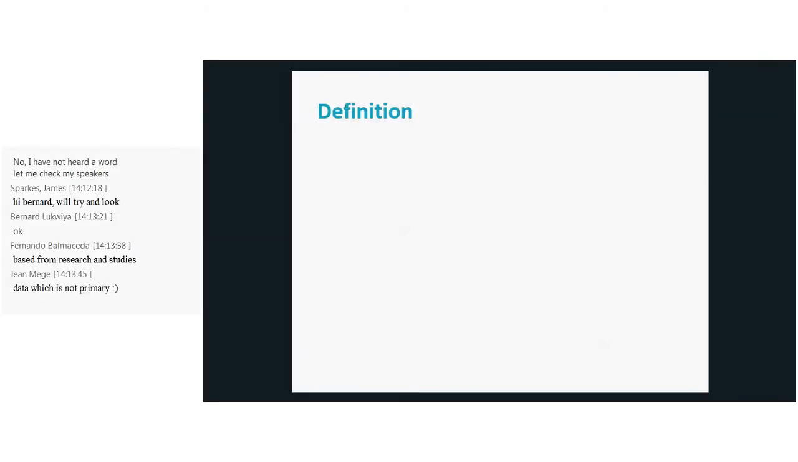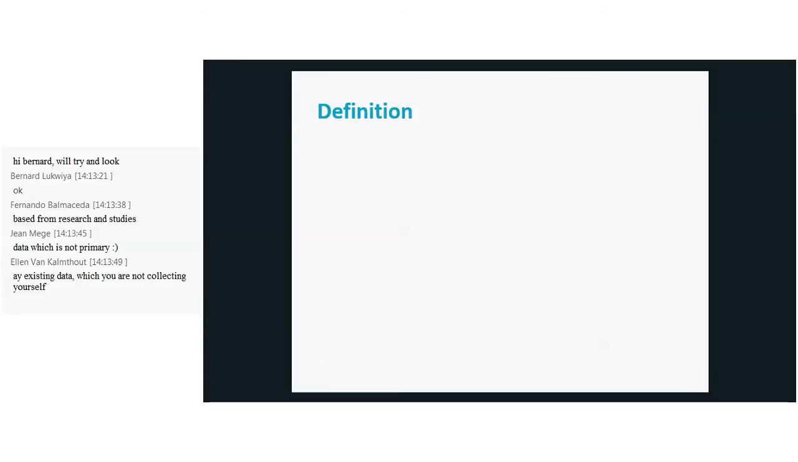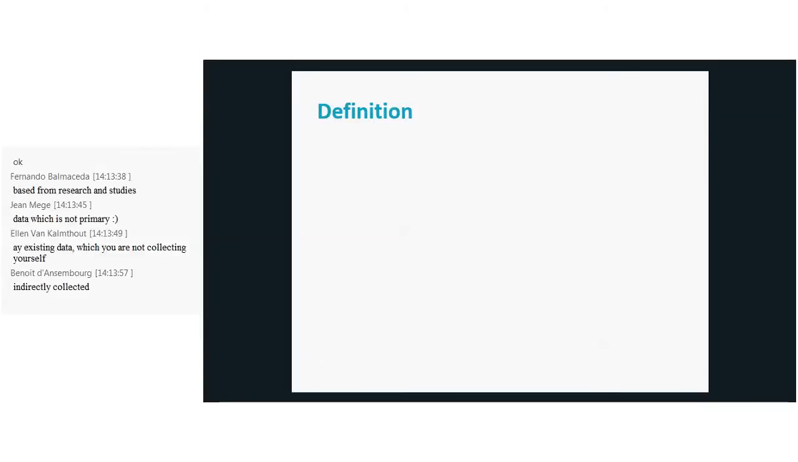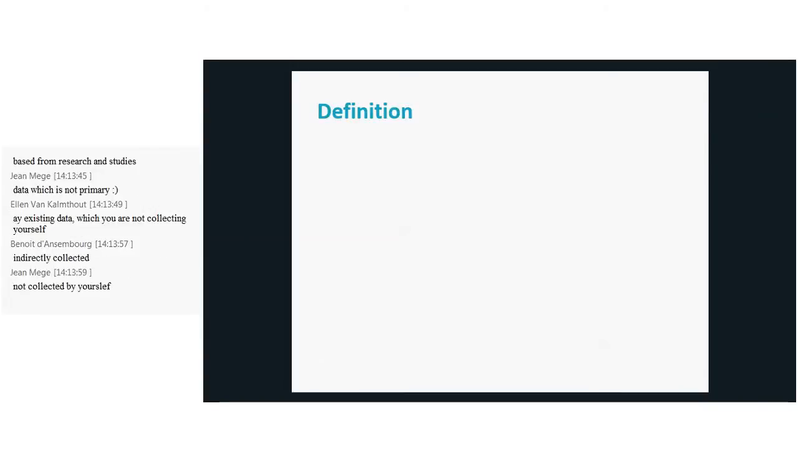Okay, so we're seeing here that we're saying that it's based on research. It's not primary data, so that's correct. But Jean, how would you define primary and secondary data? Ellen's saying that it's existing data, but something that you're not collecting yourself. So it's something about it being indirectly collected is the definition there of secondary data.